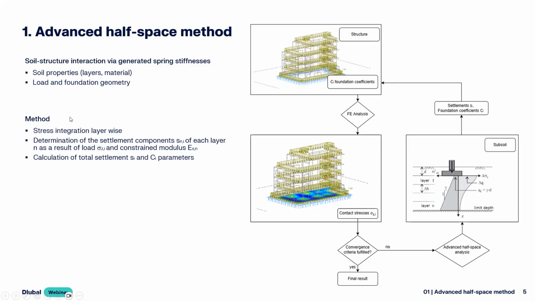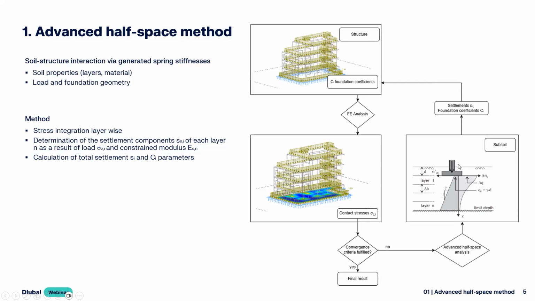And the method is like this. It is also summarized here in that flow chart. We start with our structure, and we have a start value for the foundation coefficients, and for this model the finite element analysis is done. Then we have, for the whole building and also for the foundation slab, stresses and strains, and below the foundation slab we have contact stresses. With these contact stresses, the advanced half space analysis is started.